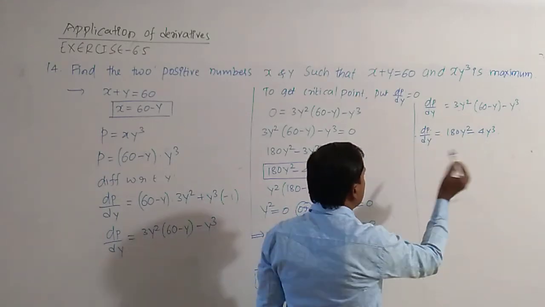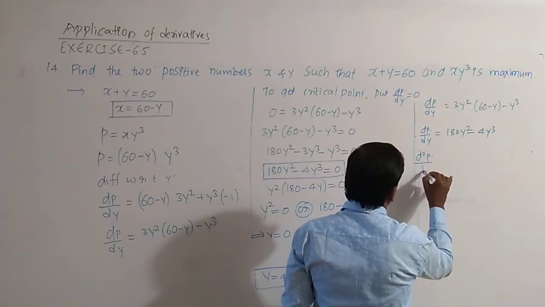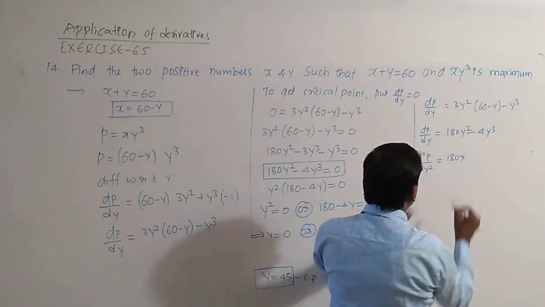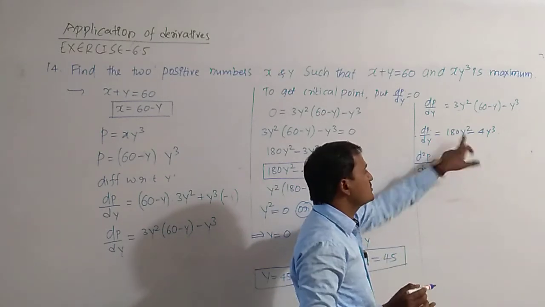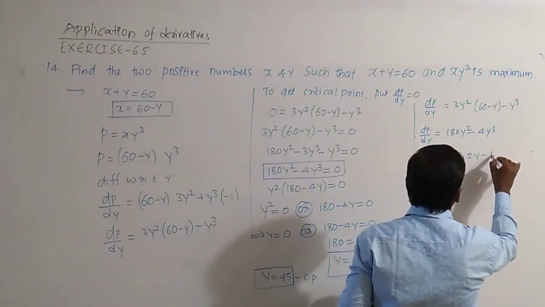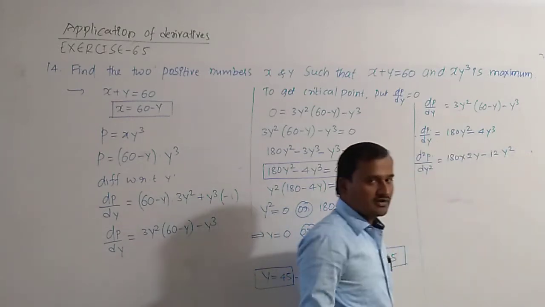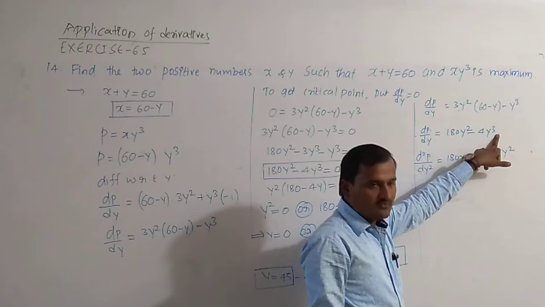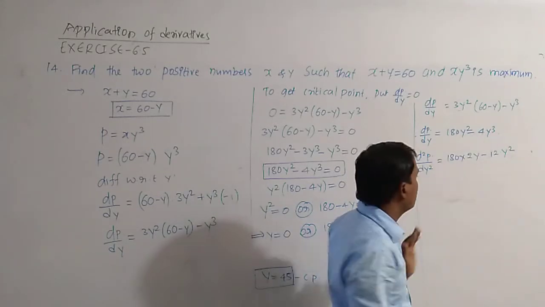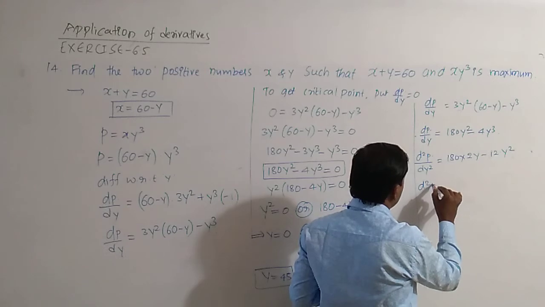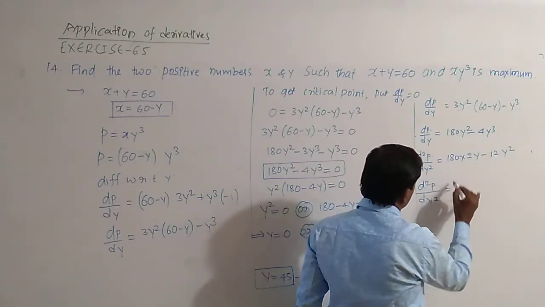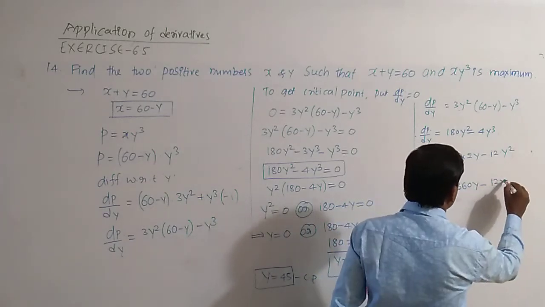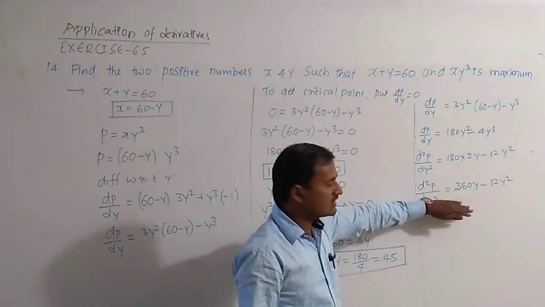Now I will take the second derivative. So d2P divided by dy square is equal to 180 as it is, into the differentiation of y square with respect to y, which is 2y, minus 12 into y square. Because 4 as it is, the differentiation of y cube is 3y square, and 4 into 3 means 12. So simplifying this, it is 360y minus 12y square. Okay, right. So now we got the second derivative.